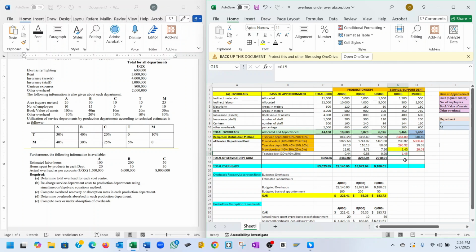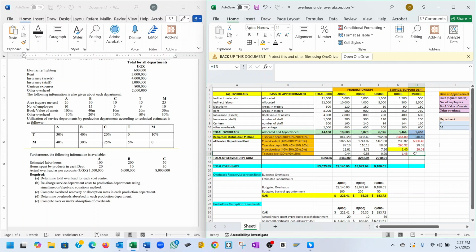So 145,000, since this amount is very small, looking at if we remove the three figures, is 1.45. So in that particular instance, we are not going to share for M department. We share this particular cost for A, B, and C. So we use this particular ratio. Now, when you check the ratio, you see that T service department had 10, but I've removed the 10 because the 10 is for M department. The 10% is for M department.